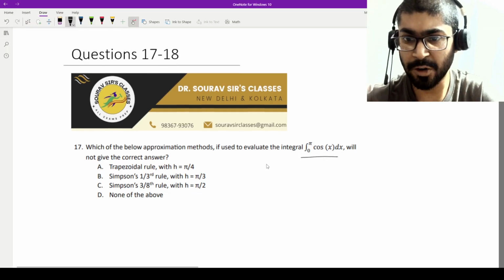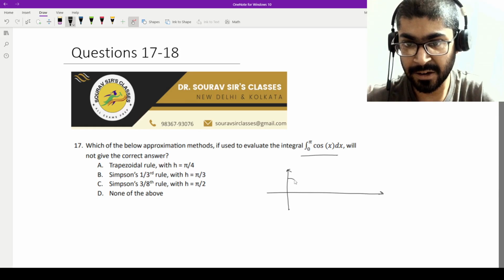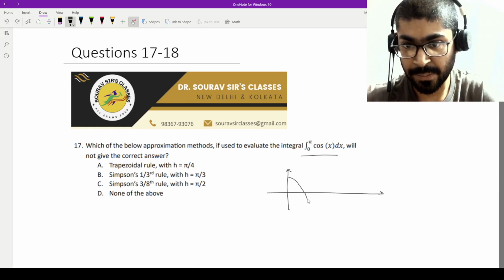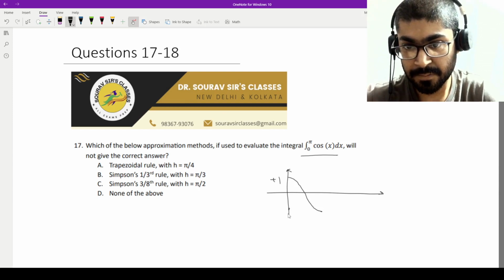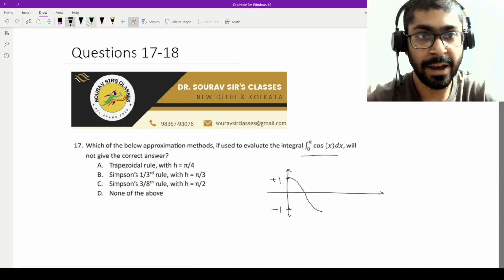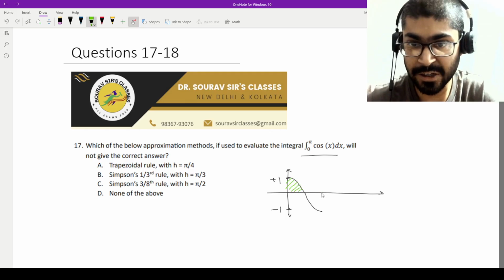It is the integral from 0 to pi of cos x dx. Now how does cos x look between 0 and pi? It looks like this. This is plus 1, this is minus 1, this is plus 1, and the area between these two portions will be 0, right?